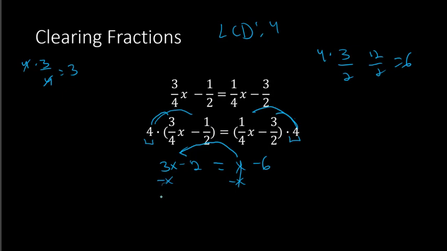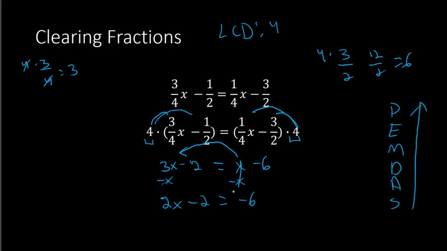You're left with 3x minus 1x, which is 2x on the left side, minus the 2 equals negative 6. So now the variables are on the same side. Then from here, we can work in reverse order of operations.